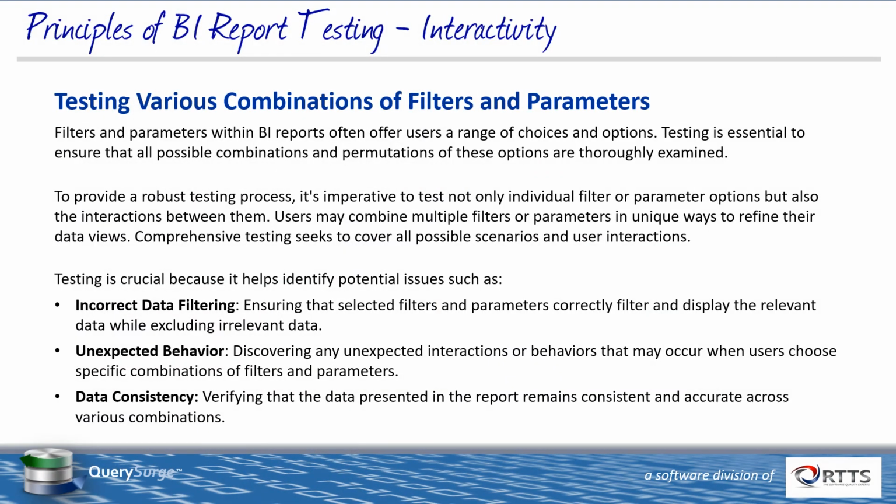Filters and parameters within BI reports often offer users a range of choices and options. Testing is essential to ensure that all possible combinations and permutations of these options are thoroughly examined. To provide a robust testing process, it's imperative to test not only individual filter or parameter options, but also the interactions between them. Users may combine multiple filters or parameters in unique ways to refine their data views. Comprehensive testing seeks to cover all possible scenarios and user interactions.